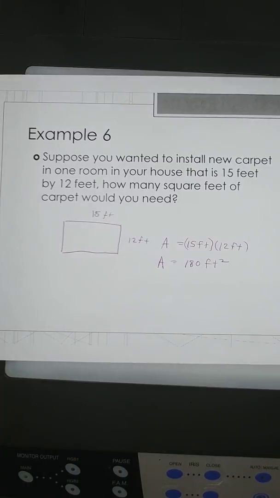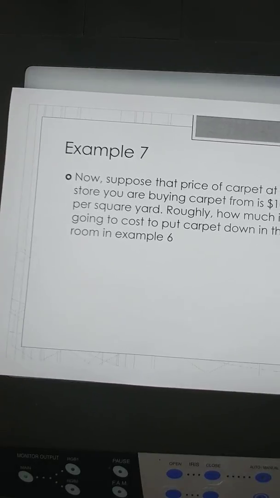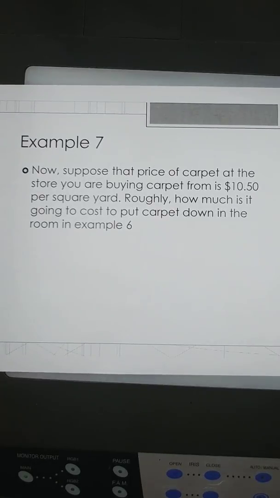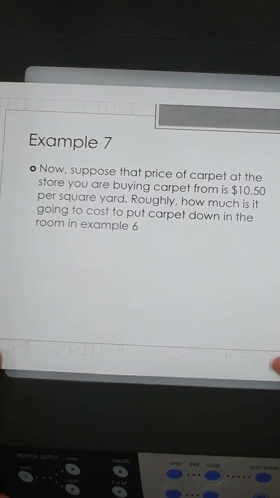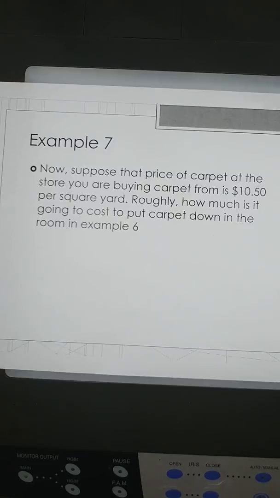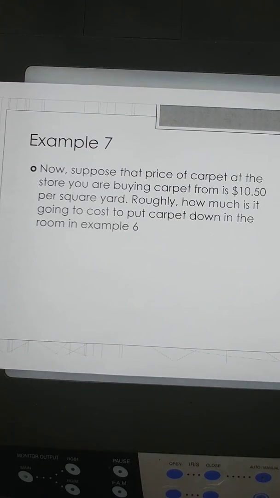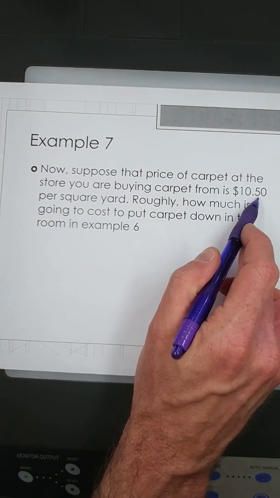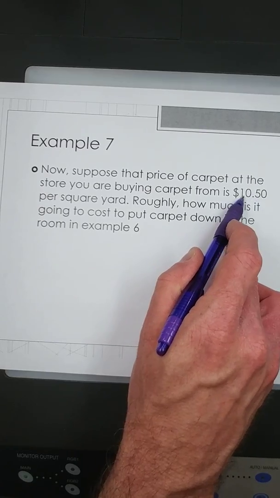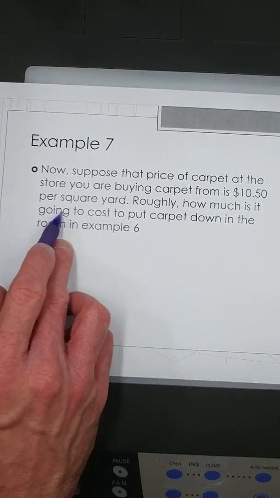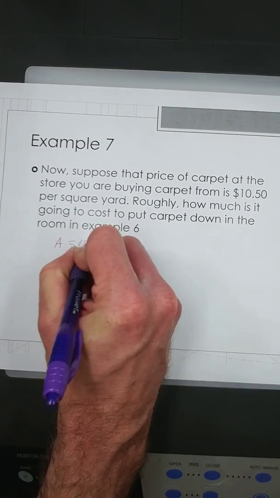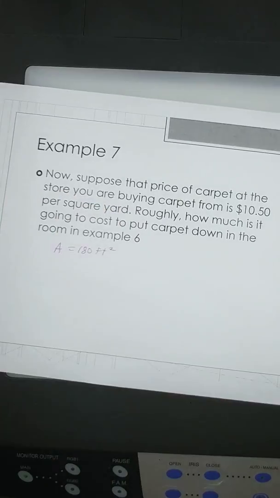Now what's going to happen is we're going to continue this problem, and this is identical to the questions in the notes online. It says, now suppose that the price of a carpet at a store you're buying carpet from is $10.50 per square yard. Roughly how much is it going to cost to put carpet down in the room in example 6? Now the issue we have is it's $10.50 per square yard.